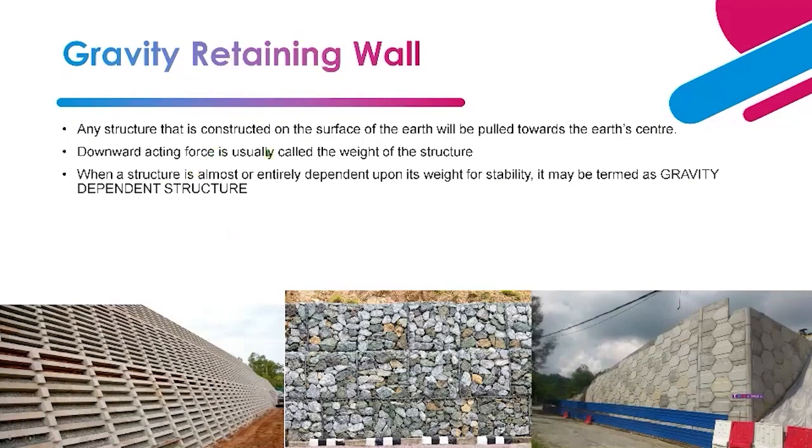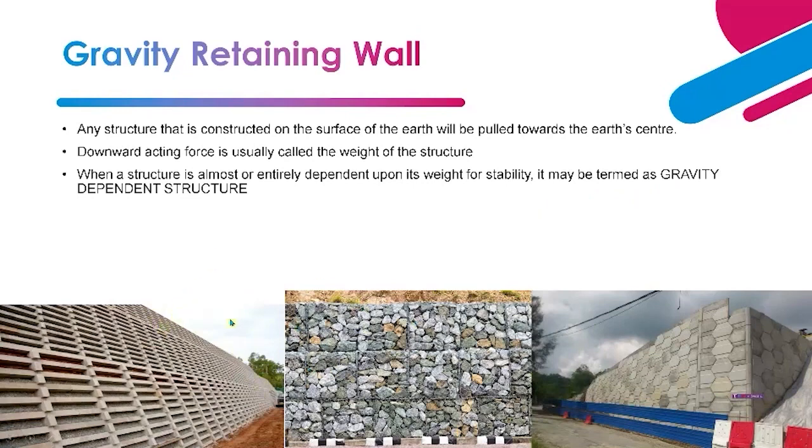Any structure that is constructed on the surface of the earth will be pulled toward the earth center. Any structure, so maksudnya apa-apa je, because of ada downward acting force yang dipanggil weight of the structure, and also ada gravity acceleration. So when its structure is almost or entirely dependent upon its weight for stability, it may be termed as gravity dependent structure. In our case here, the structure is retaining wall. This is the example of gravity retaining wall.